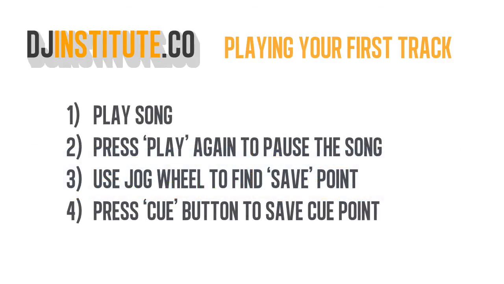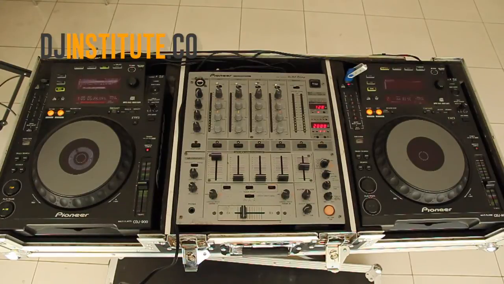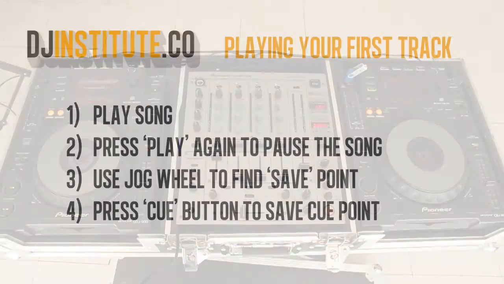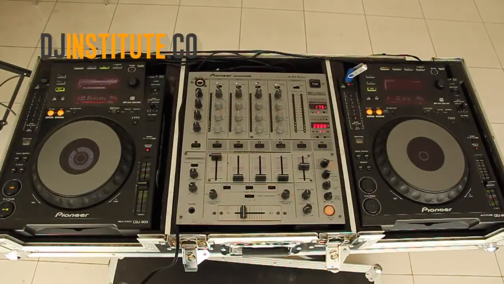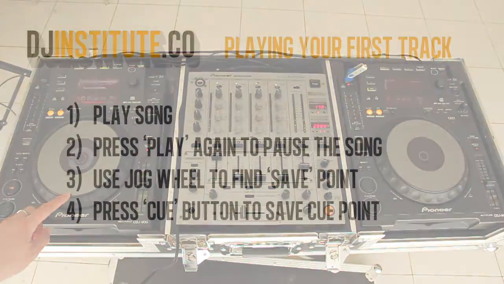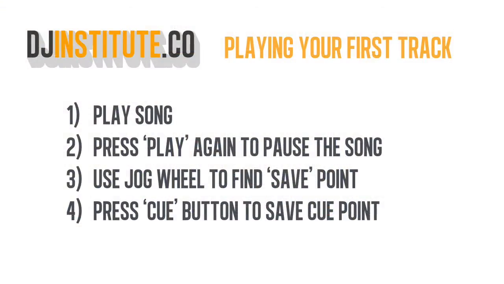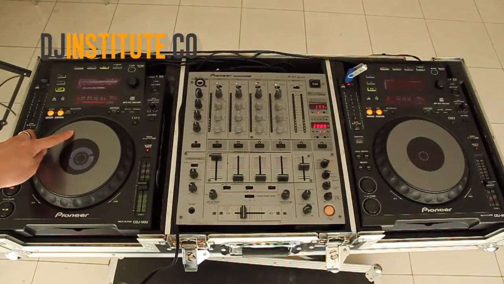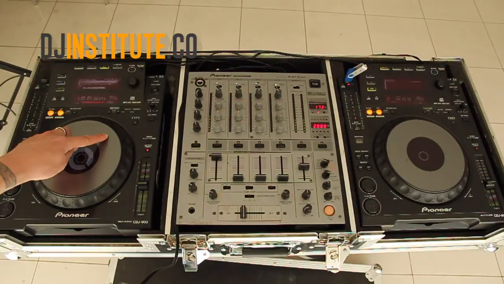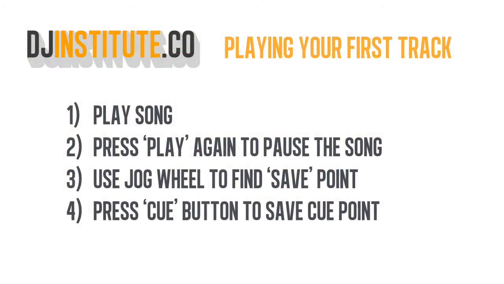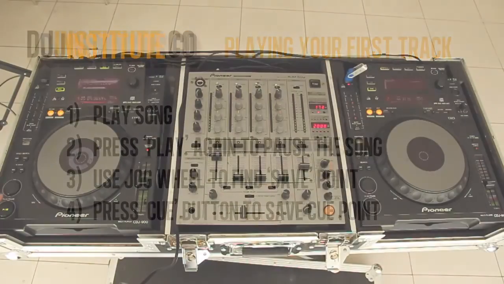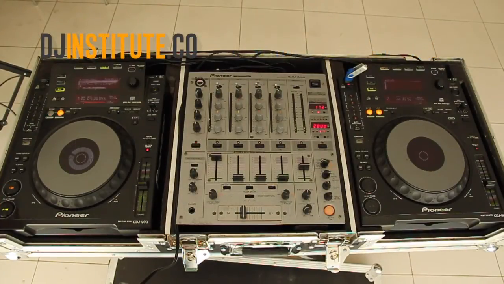Step 1. Find the song you want to play and hit play. Step 2. Hit play again and the song will pause and repeat a tiny section of the beat. Step 3. Use the jog wheel to navigate to the section of the song you want to save as the cue point. Step 4. Once you've found the section, hit the cue button. Congratulations, you just set a cue point.